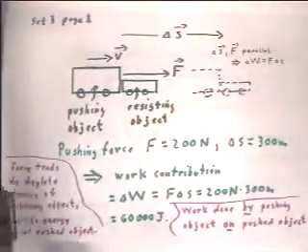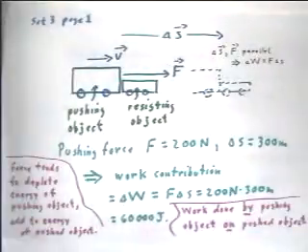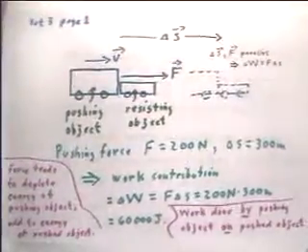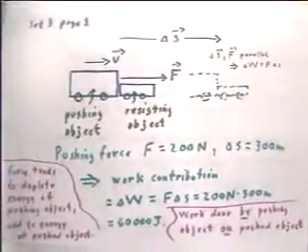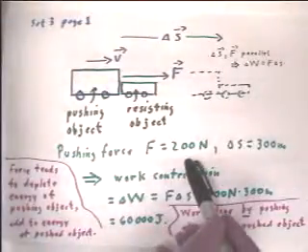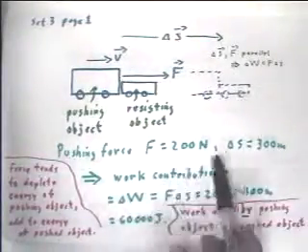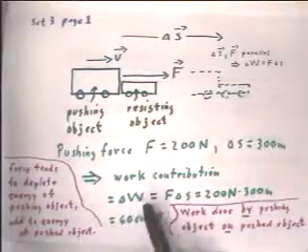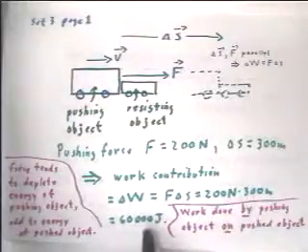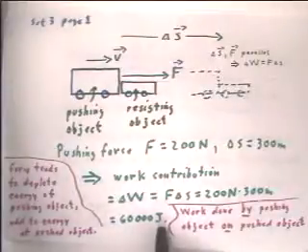Okay, if we have a pushing force of 200 newtons and a displacement of 300 meters, then the work contribution over that 300 meters is delta W equals F delta S, 200 newtons times 300 meters, which gives us 6,000 Newton meters, and a Newton meter is a joule, 6,000 joules.